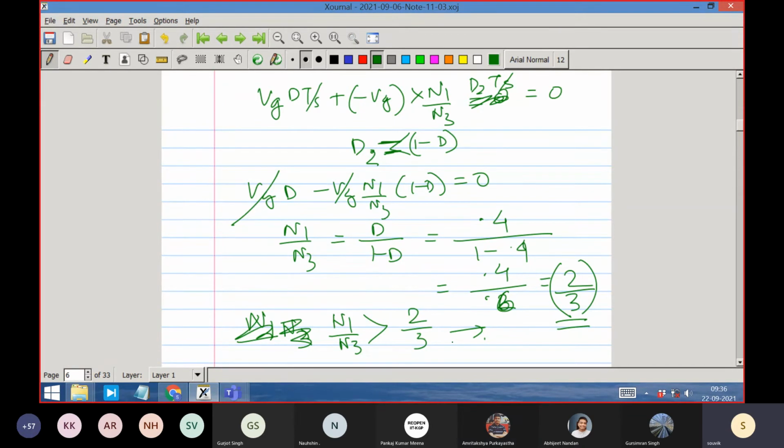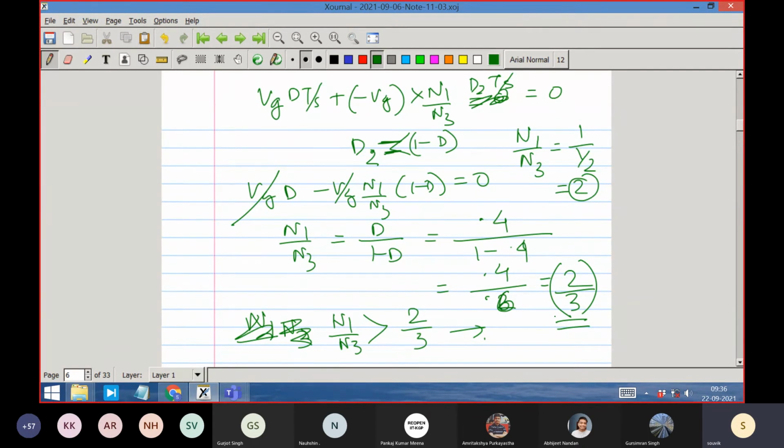So this is the way your N3 has to be selected. If that happens, then the volt-second balance will happen. Since we have chosen N3 much smaller than this, what is our N3? Our N1 by N3 was 2. Our N1 by N3 is 2. So it is better, and that's why it is happening earlier.